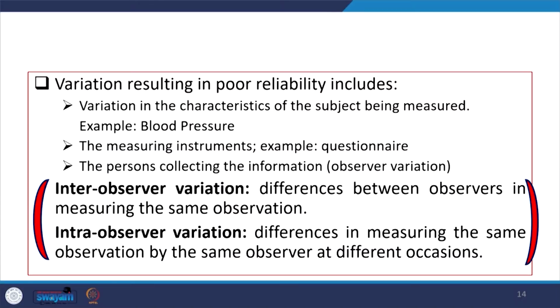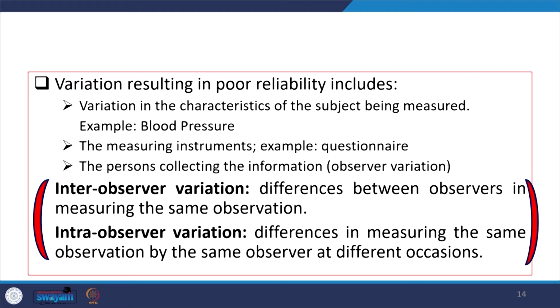Coming to variation resulting in poor reliability, this includes variation in the characteristics of the subject being measured, like blood pressure. Then the second one is measuring instruments, such as a questionnaire. Then the third one is the persons collecting the information, or observer variation. Observer variation is also important in understanding the poor reliability of your sample.